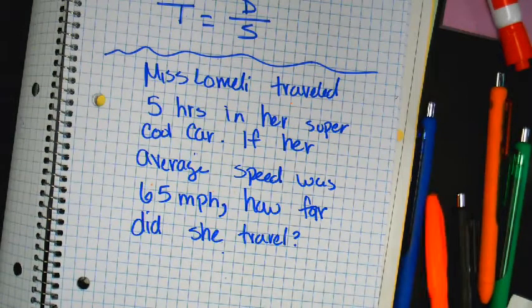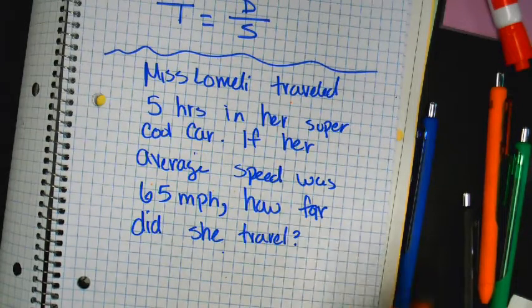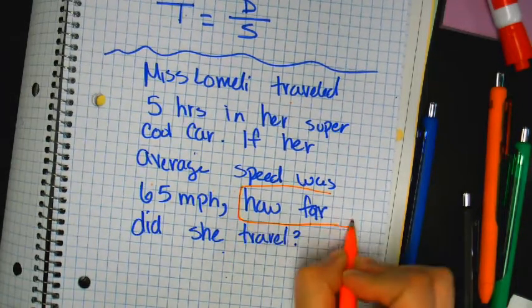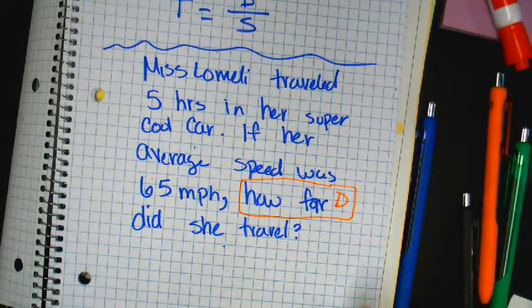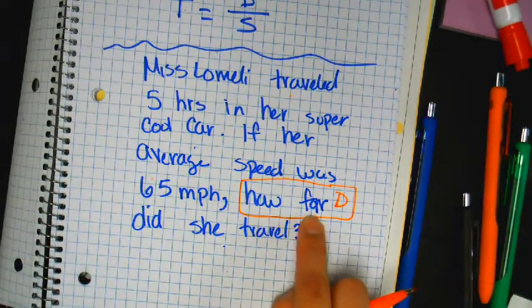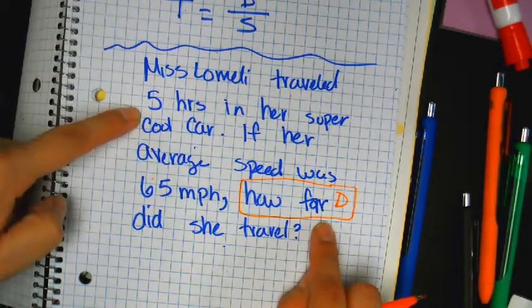Distance, right? And the reason it's distance is because this word says how far. So this right here tells you it's distance. I know it's kind of weird how "how far" tells you distance. If you're still confused about what you're solving for, go back and figure out, 5 hours, what does that represent?